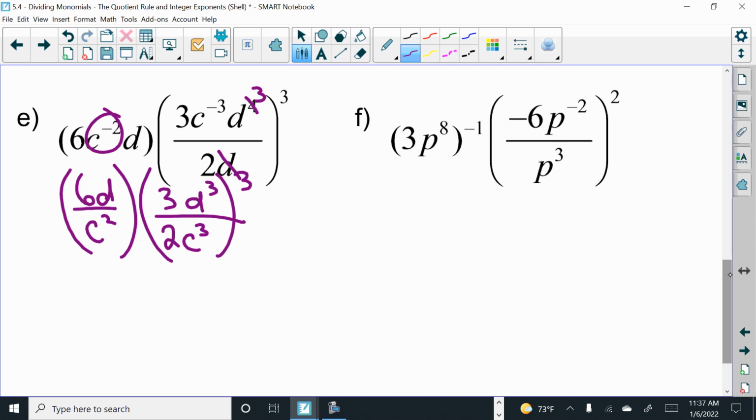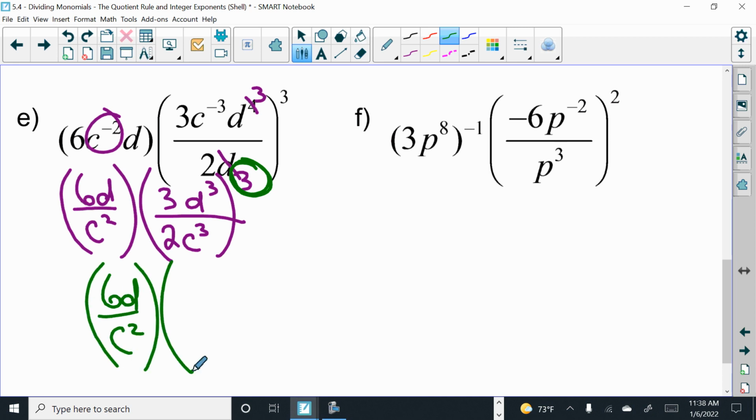Now, let's multiply. 2 goes into 6 3 times. 3 times 3 is 9. D times d. Oh! Moto, F, bad Moto. What did I do wrong, guys? I didn't follow order of operations, Moto. Practice what you preach, Moto. So this is 6d over c squared times 3 cubed is 27. D cubed raised to the 3rd power is d to the 9th over 2 to the 3rd power, which is 8, c to the 9th.